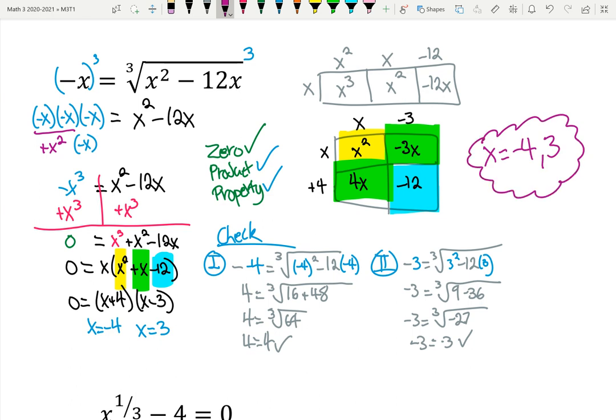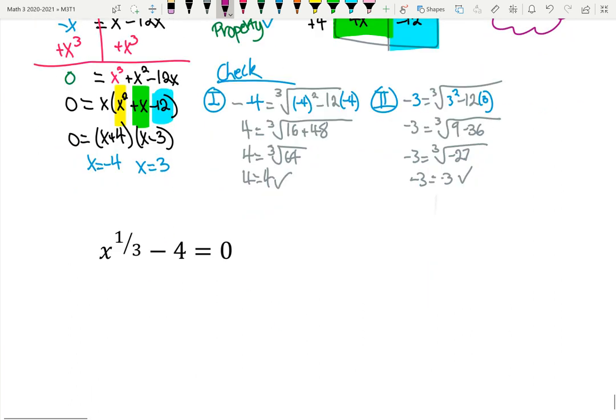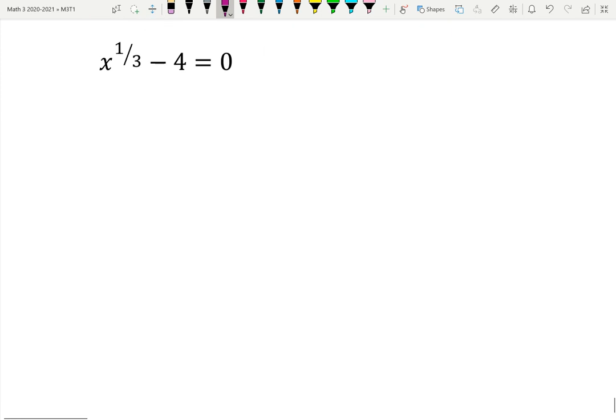The final one. How do I do this? Oh my goodness. Well, rewrite it as a radical. This is going to be x to the first power to the cube root minus 4 equals 0. I can further simplify that and leave out the power of 1.